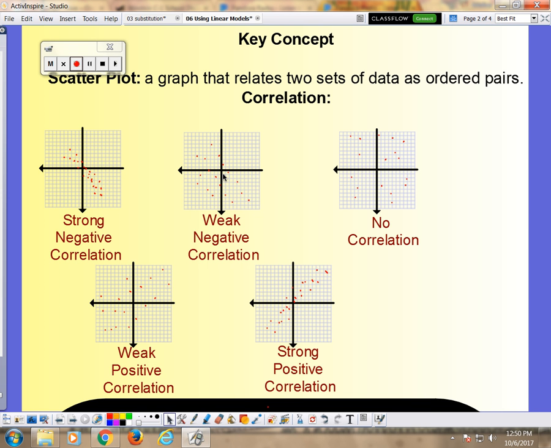No correlation means it's just random points wherever. You can't figure out if there's a negative or a positive slope. Weak positive correlation means most of the points are right here. They're going in a positive direction, but they're pretty spread out. Versus a strong correlation, you can definitely tell that that is a very strong positive slope. Everything is nice and tight and close together.